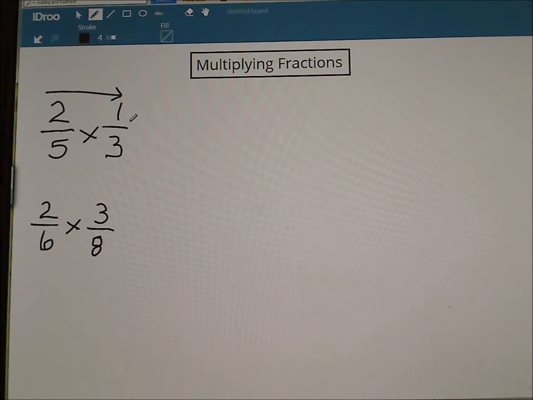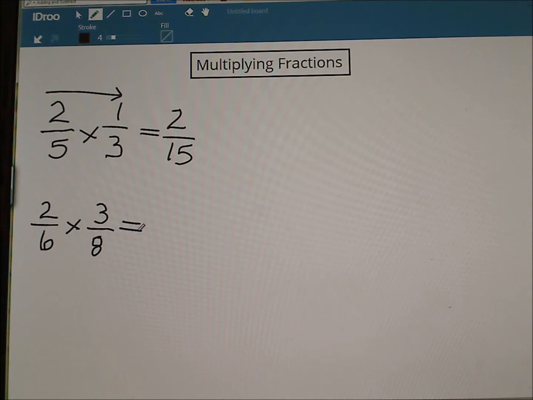So in this first example, we have 2/5 times 1/3. I'm going to begin with my numerators. 2 times 1 is 2. Then my denominators, 5 times 3 is 15. So 2/5 times 1/3 equals 2/15. It is rather simple.